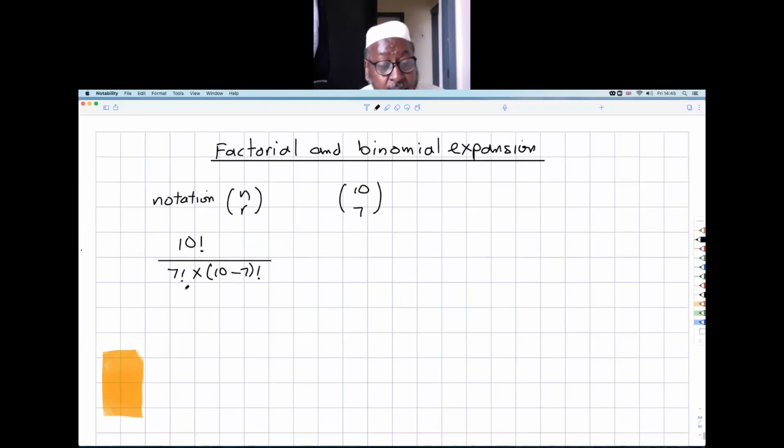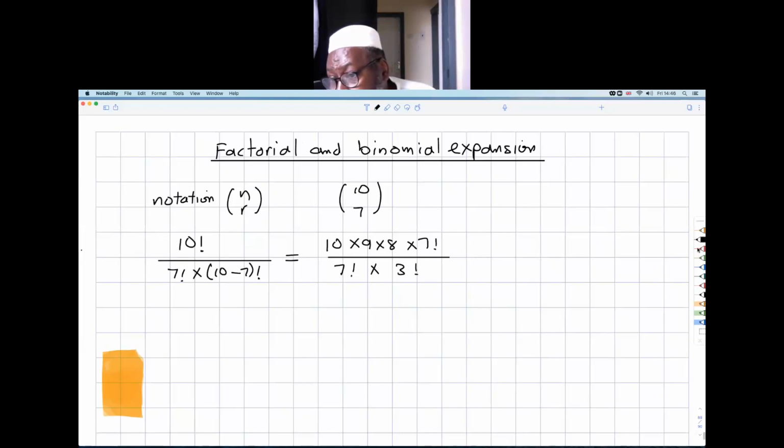Yeah, that's how it works. We work out 10 factorial, which will be 10 times 9 times 8 times 7 factorial, divided by 7 factorial times 10 minus 7, which is 3 factorial. By this way, 7 factorial will cancel 7 factorial. So what's left here? 10 times 9 times 8 divided by 3 factorial.